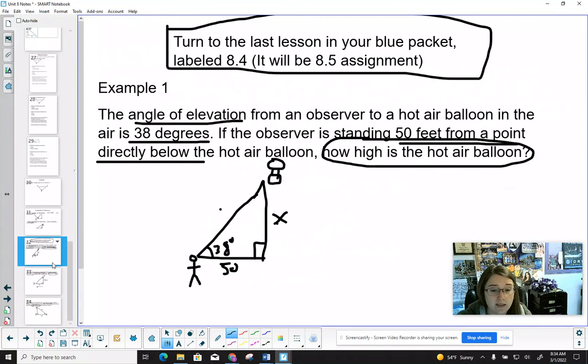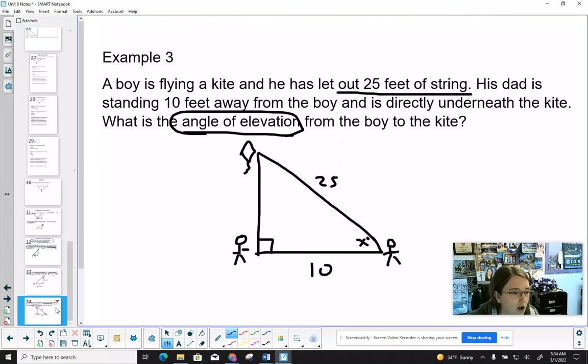Okay, now again, in the actual assignment, you will have to actually solve them, but the hardest part is picking all the little pieces apart and drawing your picture.